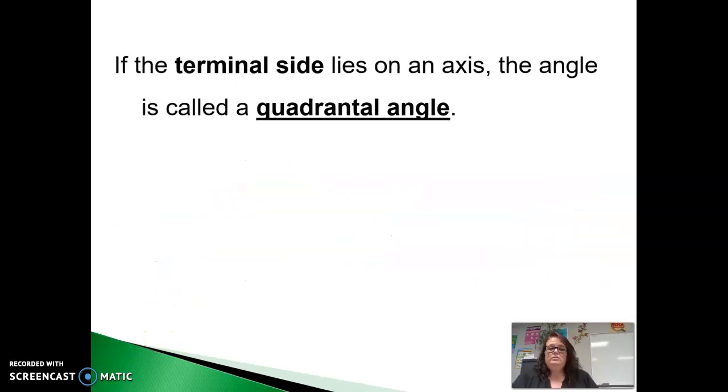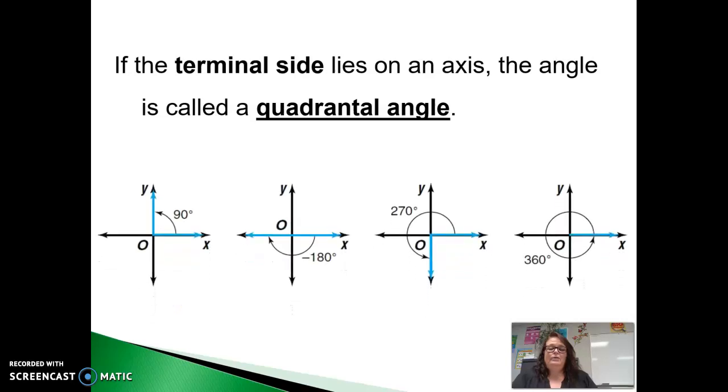So if the terminal side lies on an axis, the angle is called a quadrantal angle. So I know it's a weird word, but think there's the word quadrant in it, which means it's not lying in a quadrant, it's kind of representing a whole quadrant. So in this case, this quadrantal angle is representing 90 degrees. In this case, you could be going clockwise and saying positive 180 or counterclockwise and saying negative 180. In this case, going clockwise, this quadrantal would be 270 degrees.